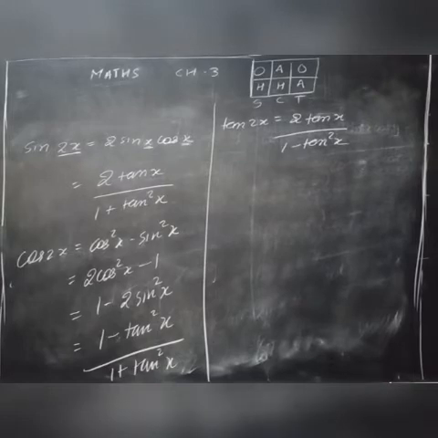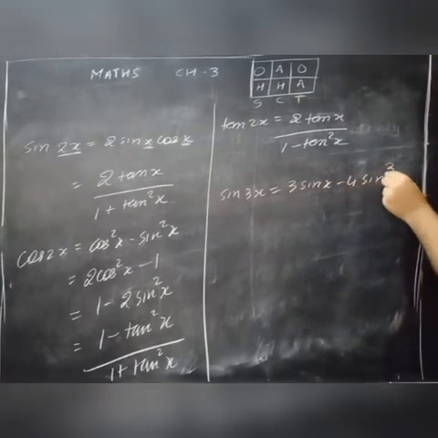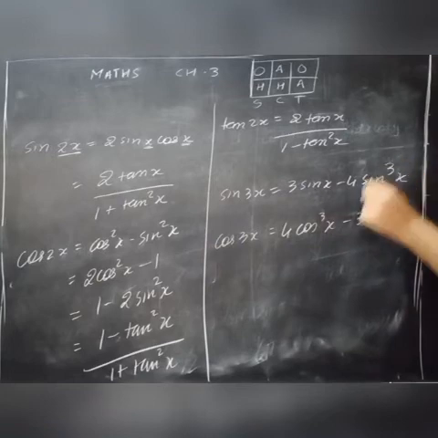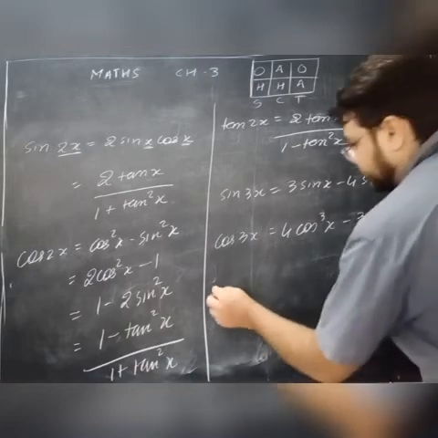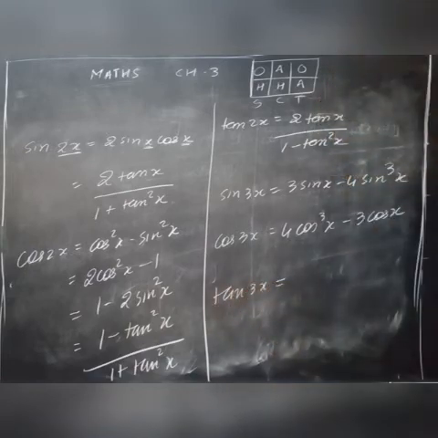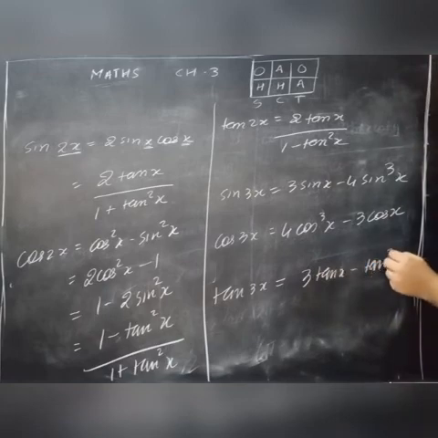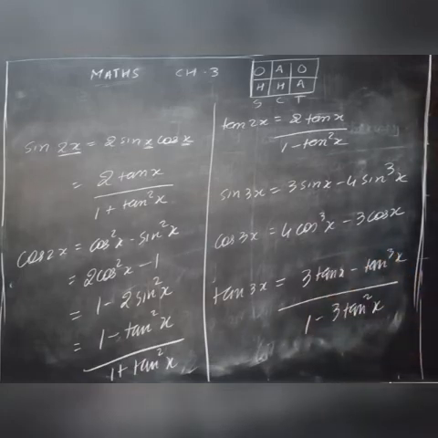Right. Now we will try to write the formula related to sin 3x. Sin 3x is 3 sin x minus 4 sin cube x, whereas cos 3x is 4 cos cube x minus 3 cos x. This is the formula of sin 3x and cos 3x. If I want to write the formula for tan 3x, then tan 3x is equal to (3 tan x minus tan cube x) upon 1 minus 3 tan square x. Right. So this is the formula of tan 3x.